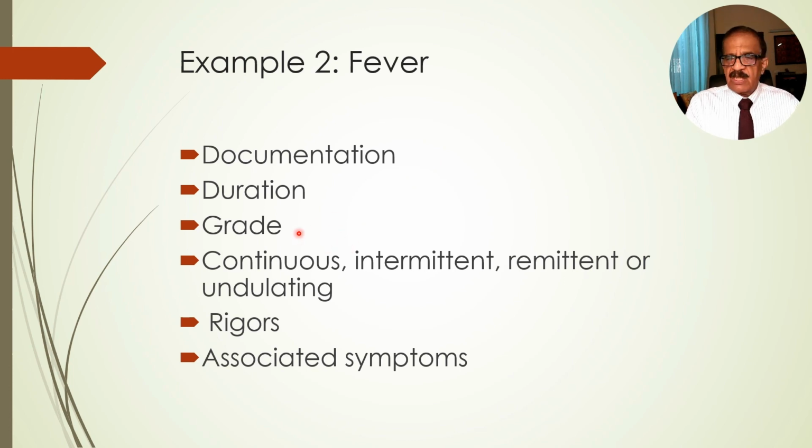Duration, grade: is it mild, moderate, high? Is it continuous, intermittent, remittent or undulating? Is it associated with rigors or additional symptoms? Fever with productive cough would mean something altogether different as compared to fever with dysuria. So associated symptoms are important. I think these are just two examples.